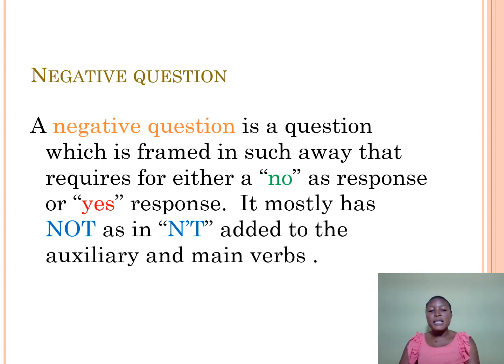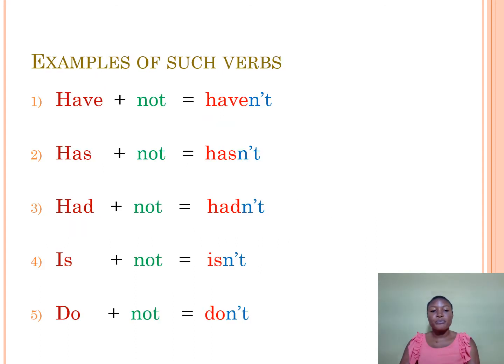It mostly has "not", as in n apostrophe t, added to the auxiliary and main verbs. Now let's look at examples of such verbs.